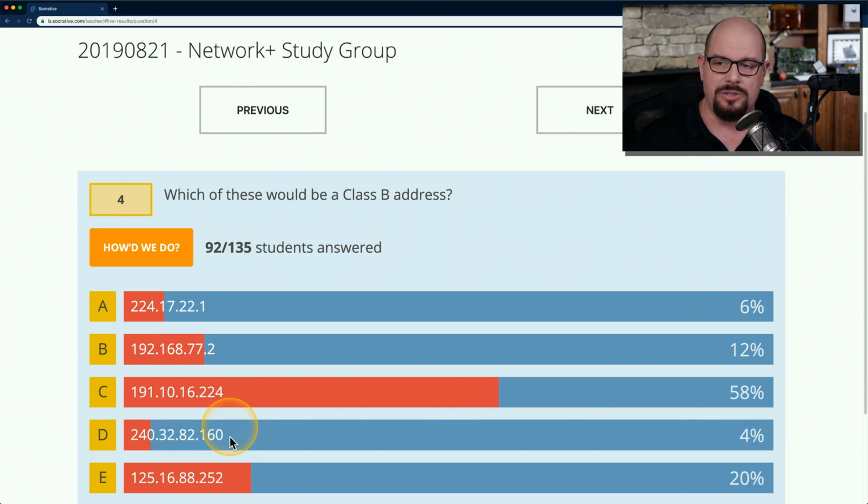I just don't recommend using them because I think you're going to run into a piece of equipment that has no idea what you're doing with that Class E address. And lastly, the one starting with 125, that fits into the Class A. So that's a Class A address. Your Class B address here is your answer C, 191.10.16.224.